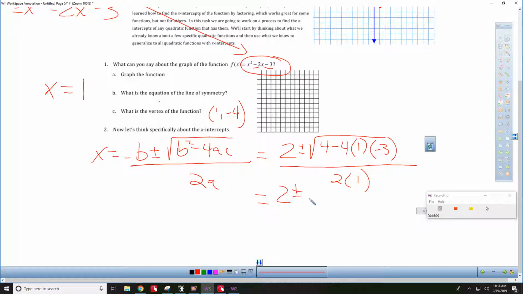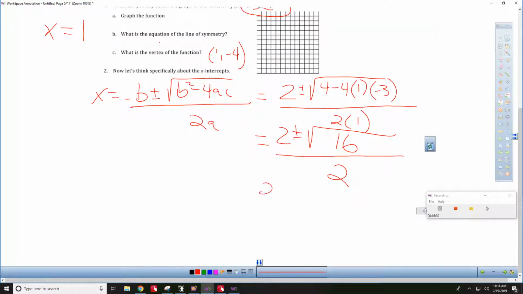I'm going to do this in my head because I already know the answer is nice and neat. 2 plus or minus the square root of. All right, what's negative 4 times negative 3? Positive 12. What's 4 plus 12? Oh, that's nice. Okay. What's the square root of 16, Carson? So the answer is 2 plus 4 over 2 and 2 minus 4 over 2. That is 3 or negative 1. So now you're kind of starting to understand why this chapter is 13 sections long.